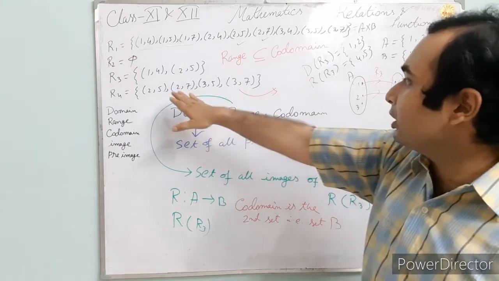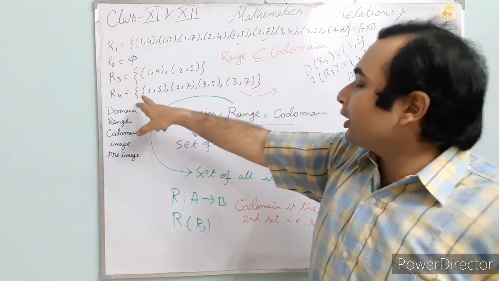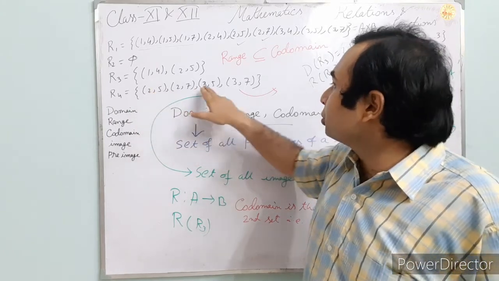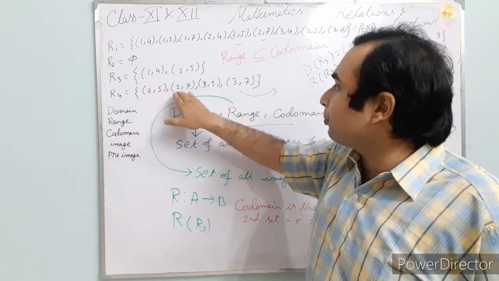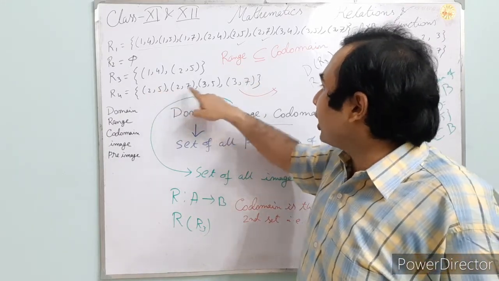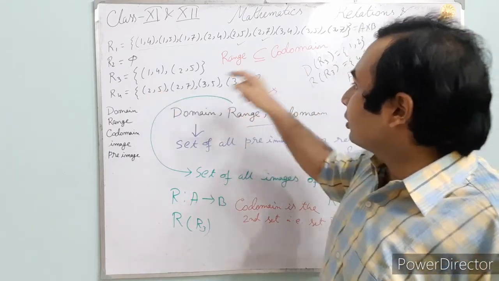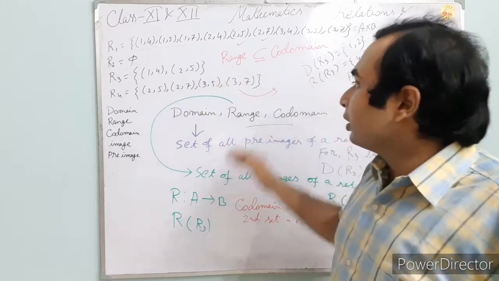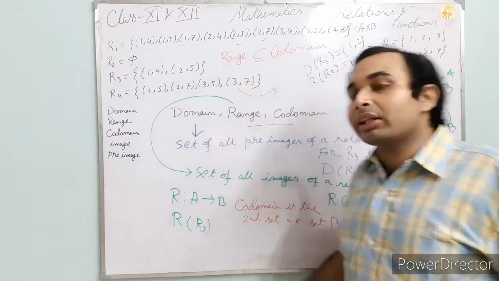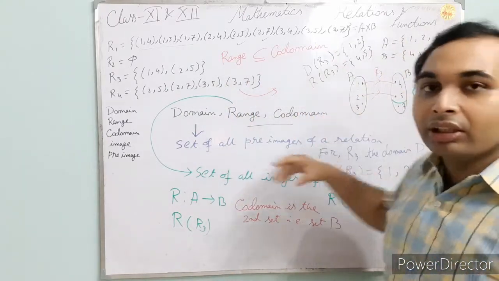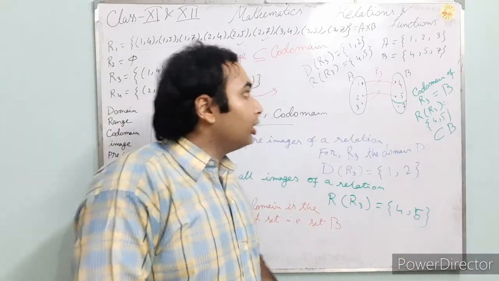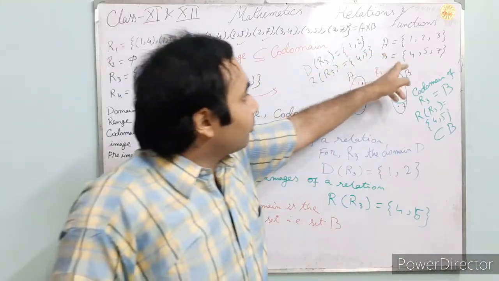Here also just see, the domain of R4 is 2 and 3, because the collection of the pre-images is 2 and 3. The range of R4 is 5 and 7, the collection of the images. Now the codomain of R4 is always the mother set, that is set B. Codomain is always the second set, that is B.